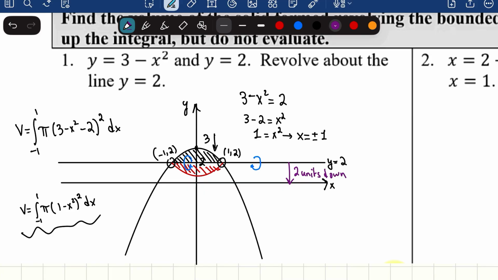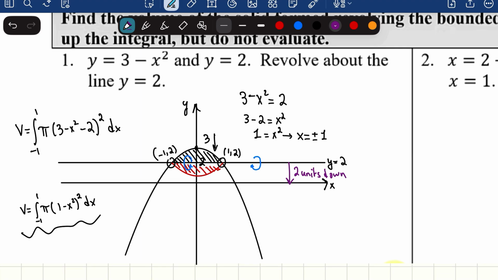So I decreased y by 2. Over here, instead of y is equal to 2, it's going to be y is equal to 0. And since it's y is equal to 3 minus x squared, the y-intercept is going to decrease by 2, so it's going to be 1 minus x squared.